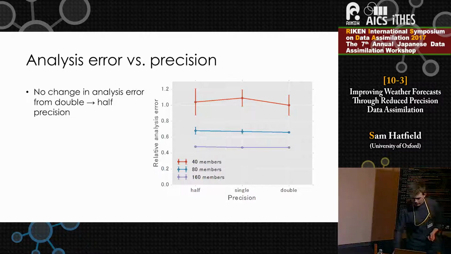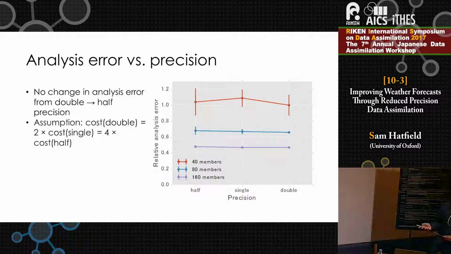Well, the main assumption we make is that the cost of double precision computations is 4 times the cost of half precision computations. Whether this is true or not will depend quite a lot on your actual implementation, your actual computational architecture. But we found it's a pretty good rule of thumb. And also our system happens to scale linearly with ensemble size.